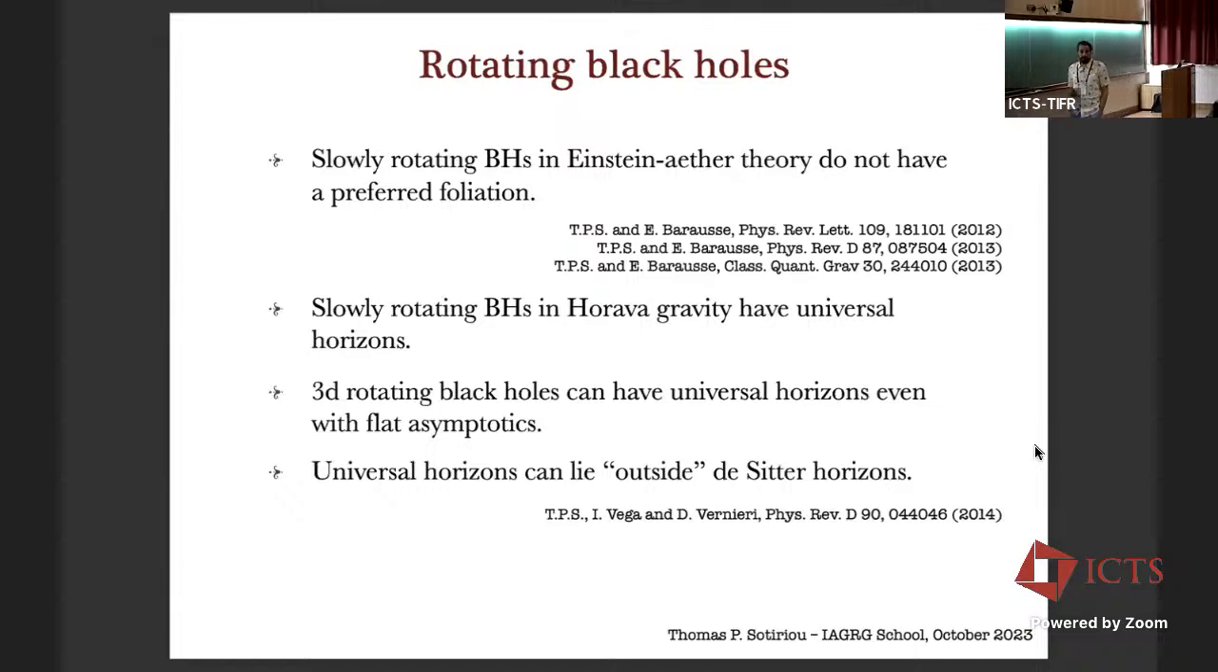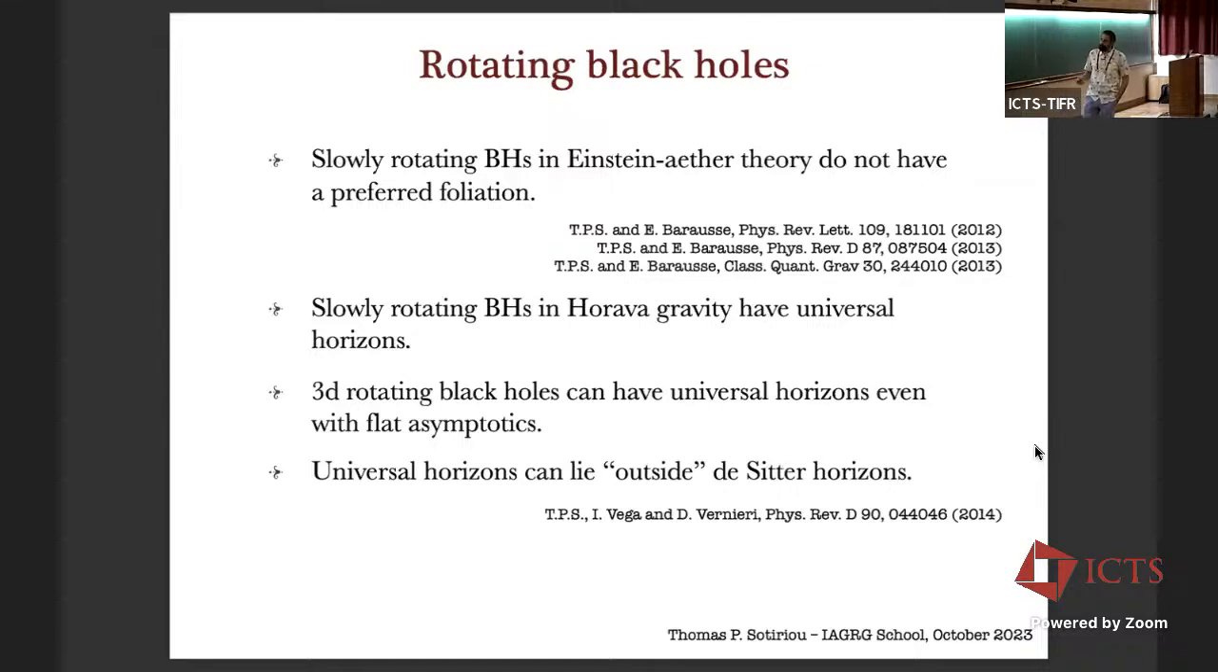Things become different when you start including rotation. When you rotate your black holes, and that has been shown for slowly rotating black holes, but obviously by continuity it will hold for more rapidly rotating black holes, Einstein-aether theory solutions don't have a preferred foliation. The aether doesn't want to be hypersurface orthogonal. Whereas slowly rotating black holes in Horava gravity always have a preferred foliation, and they also turn out to have universal horizons. So that's not some weird property of spherical solutions. It's a more generic feature.